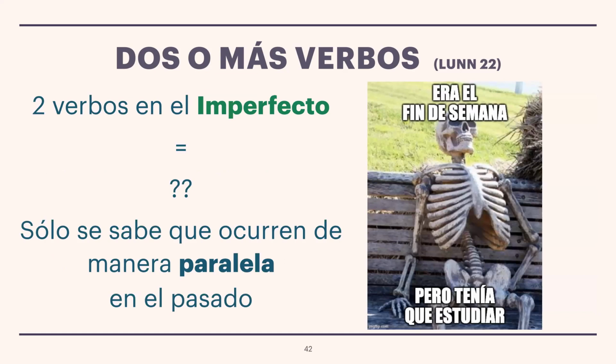Cuando hay 2 verbos en el imperfecto, no se sabe. Solo sabemos que los 2 verbos, las acciones ocurren en manera paralela en el pasado. Era el fin de semana, pero tenía que estudiar. Así que no hay indicación de cómo se relacionan estos eventos, ¿verdad? Pero los 2 ocurrieron en un estado paralelo en el pasado.